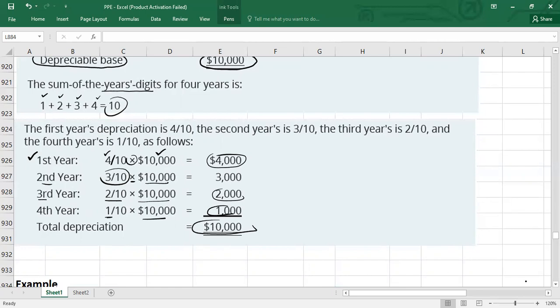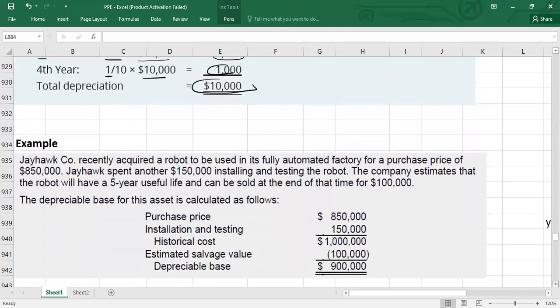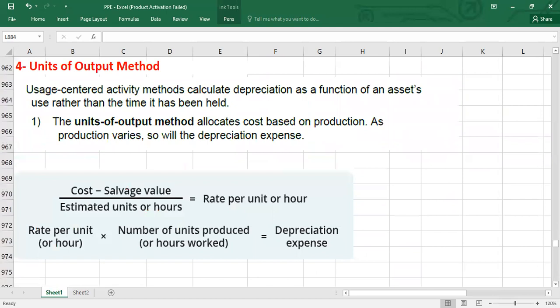Now we have another method for depreciation, which is called the units of output method. Here we are going to calculate the depreciation based on actual units produced. Let's have a look at the formula first. We take the cost of the asset minus salvage value, which is the depreciable base, divided by estimated units or hours. This is how you will get the rate per unit or per hour.